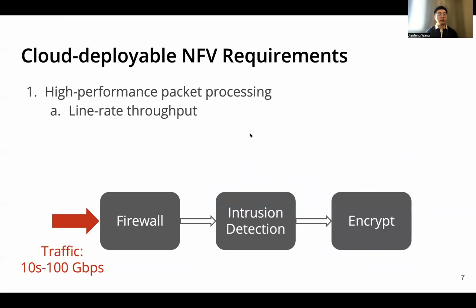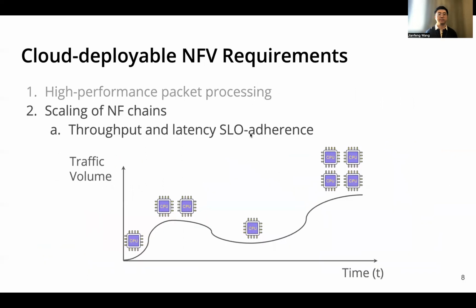Here, we list out a few cloud deployable NFV requirements. First of all, as the network speed keeps increasing, NFV must achieve near line rate high throughput packet processing. For each network function chain, traffic volume can change dynamically over time. A cloud deployable NFV should be able to determine system resources allocated to each chain to meet latency objectives. The system must scale up and down each chain, targeting minimum packet losses and a user-specified latency service level objective.